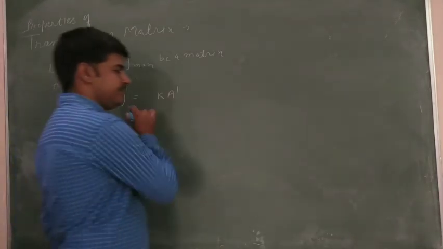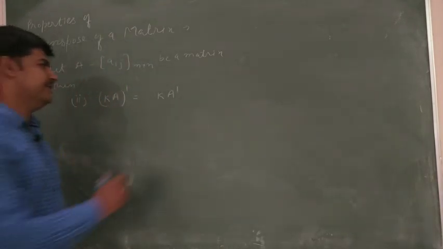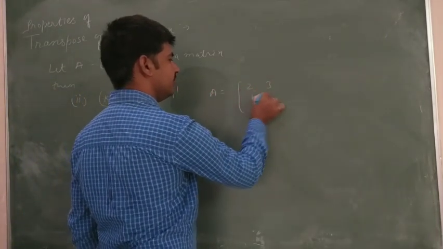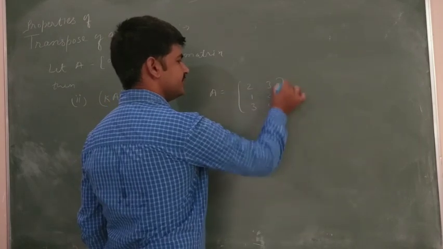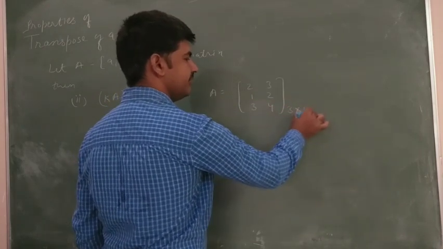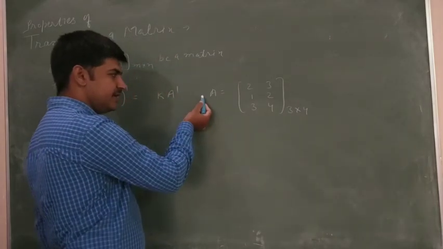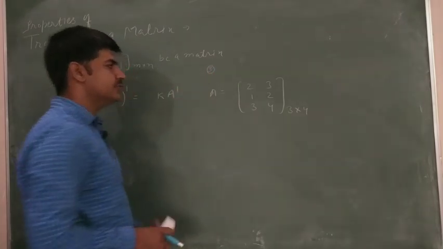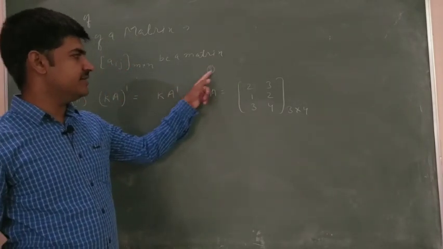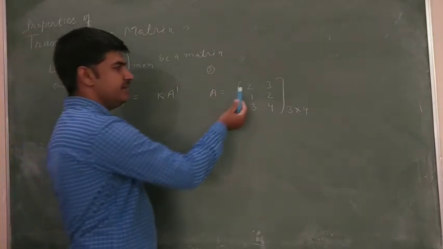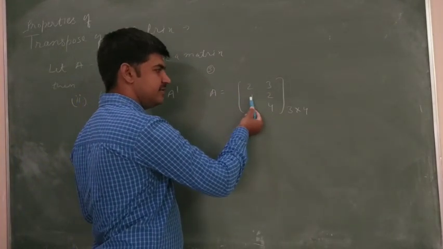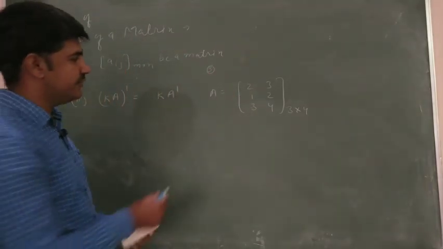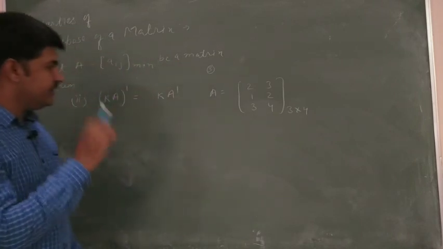Then suppose I am explaining you this also with the help of an example, taking a matrix A and the elements are 2, 3, 1, 2, 3, 4. Okay, order of this one is 3 by 4. Now students, if you multiply this matrix by a scalar, you may take 3. So if A is multiplied by any scalar 3, then you will get the elements as 6, 9, 3, 6 and 9, 12.